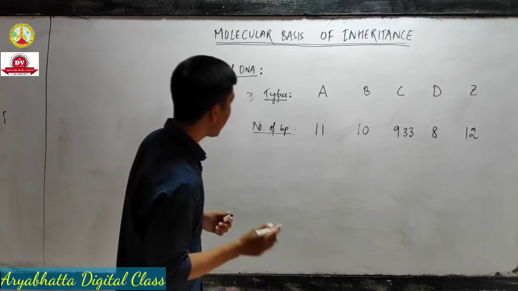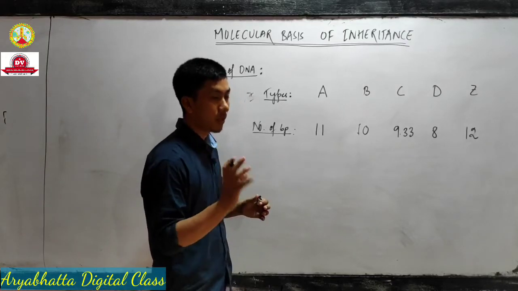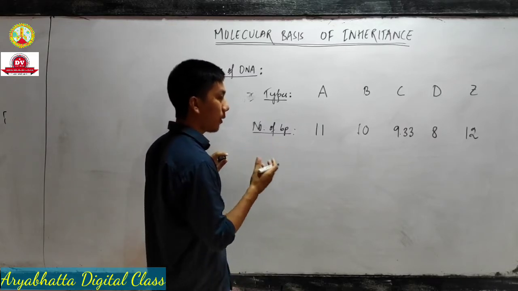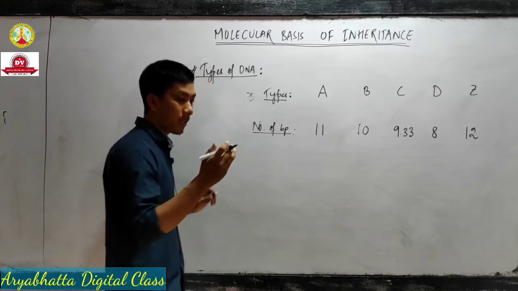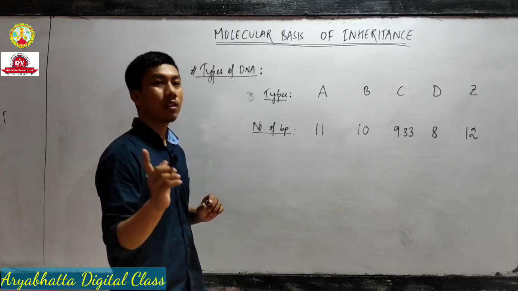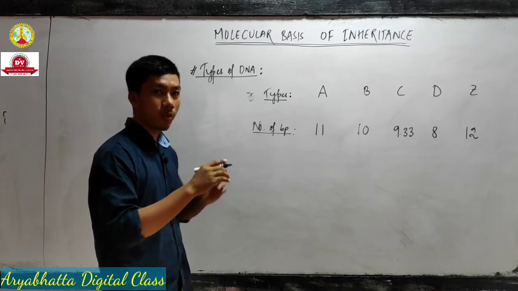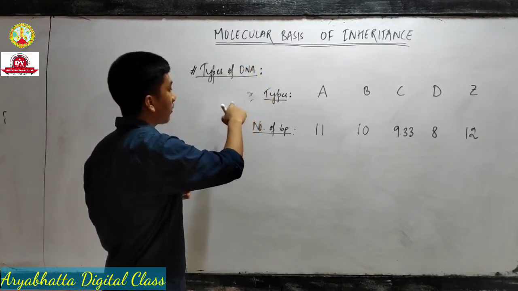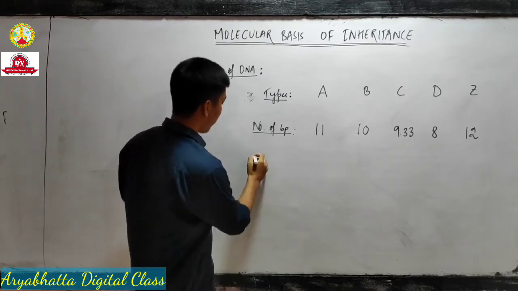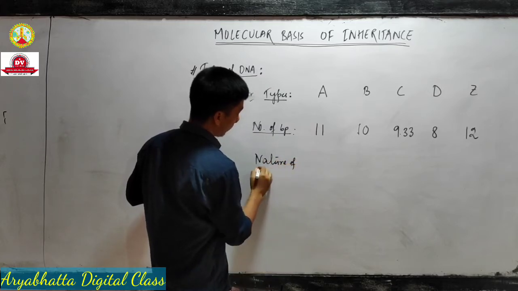Again, we will classify on the basis of the nature of the helix, whether it is right-handed or left-handed. Right-handed means the DNA moves in a clockwise direction. So clockwise means it is right-handed. We will classify again on the basis of their nature of helix.